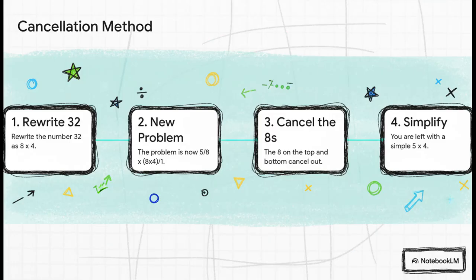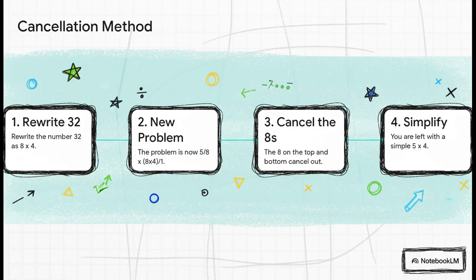Okay, check this out. This is where the magic really happens. We all know 8 goes into 32, right? It goes in 4 times. So instead of 32, let's think of it as 8 times 4. Now look at the problem. You've got an 8 on the bottom and an 8 on the top. What can we do? We can just cancel them out.